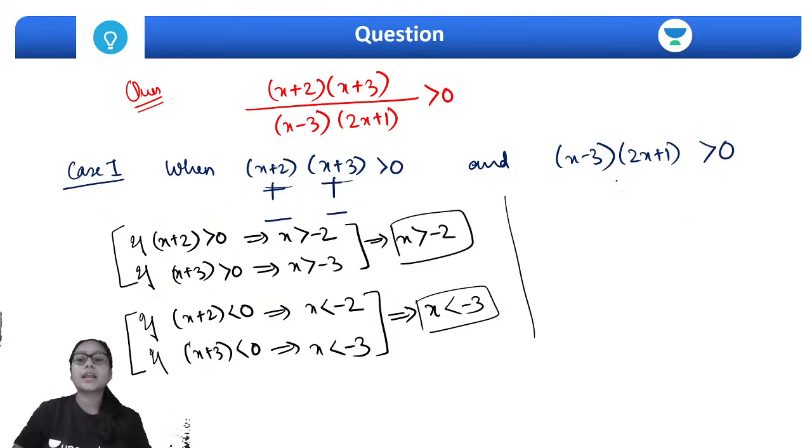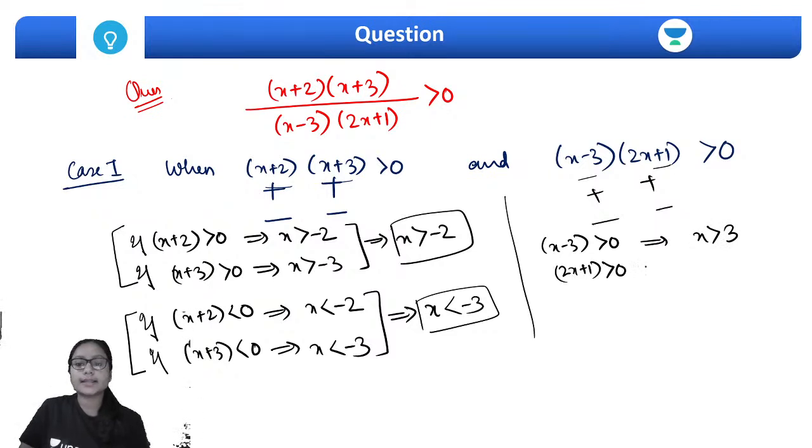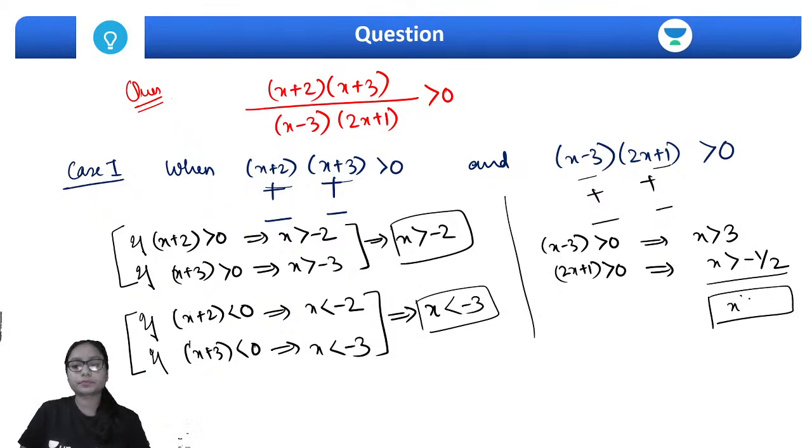Clear. Okay, now let us discuss when the denominator is also positive. Again we are going to follow the same approach: both are plus, and when both are negative. So if x minus 3 is greater than 0, it means that x is greater than 3. If 2x plus 1 is greater than 0, this means that x is greater than minus 1 by 2. So I'll take the common value. The common will be x is greater than 3.